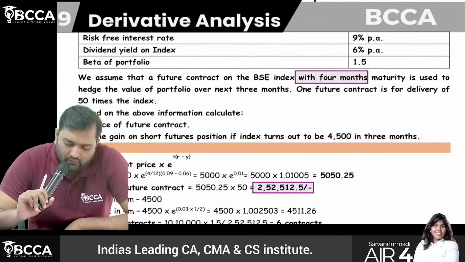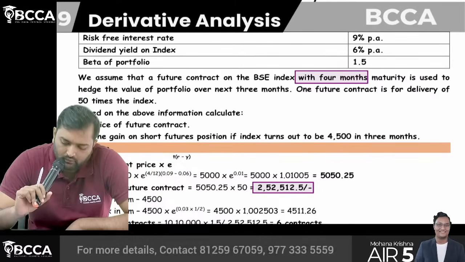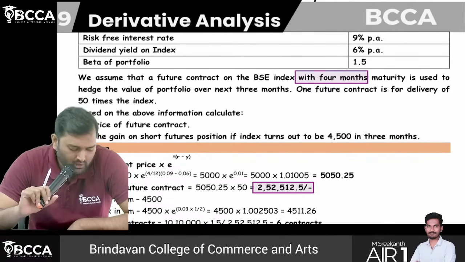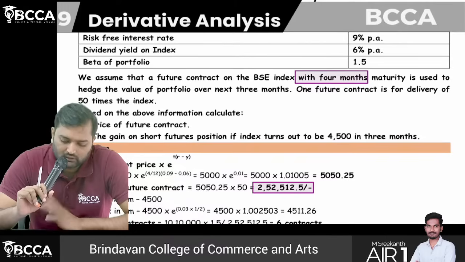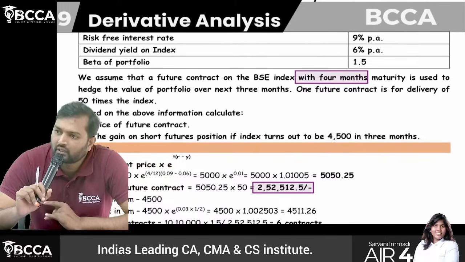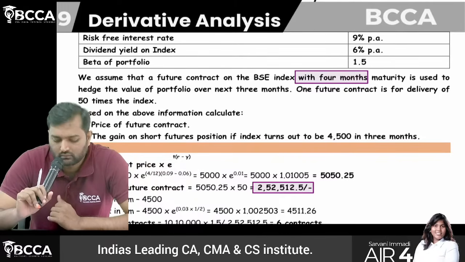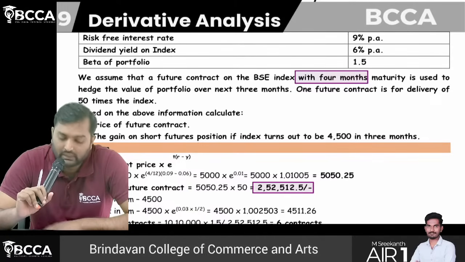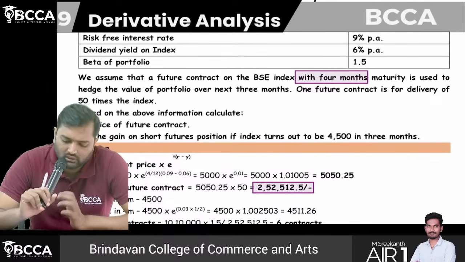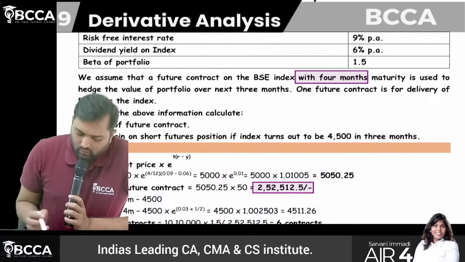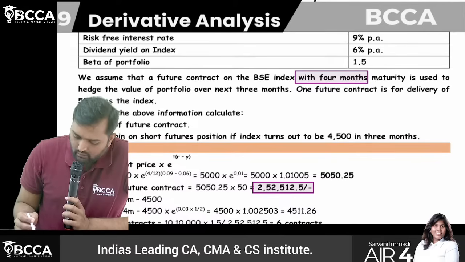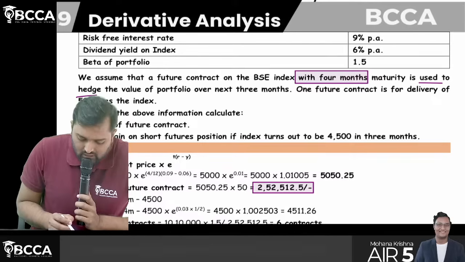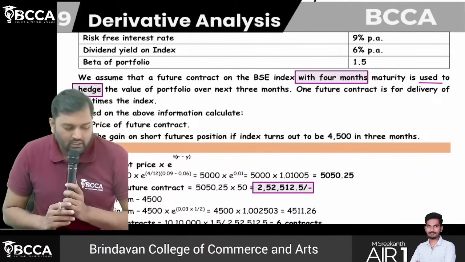Next, see the second part. The gain on short futures position if the index turns out to be 4,500 in 3 months. The gain on a short position. Why this gain on a short position? They have clearly told us, we assume that the future contract on the BSC index with 4 months maturity is used to hedge. Use it to hedge.